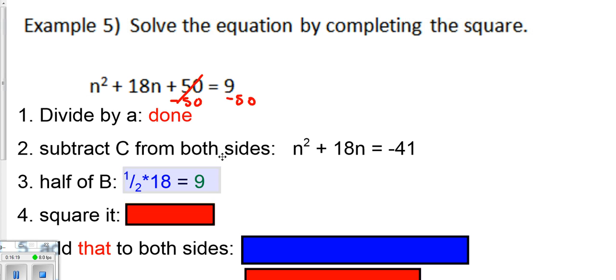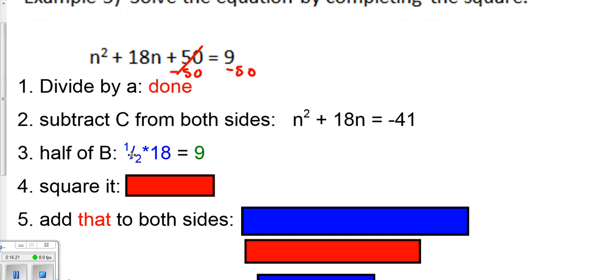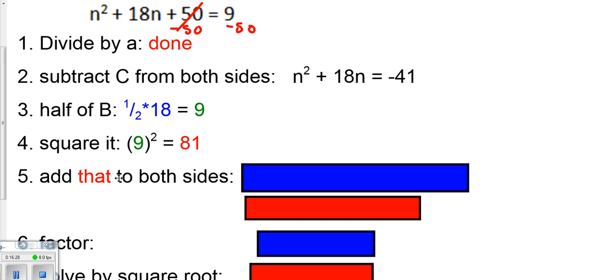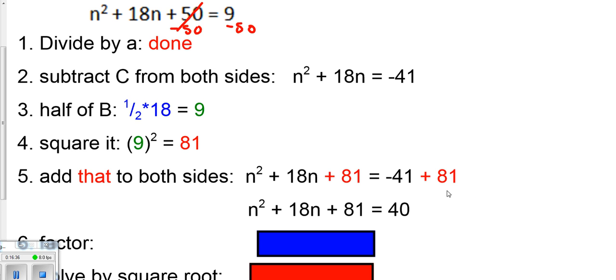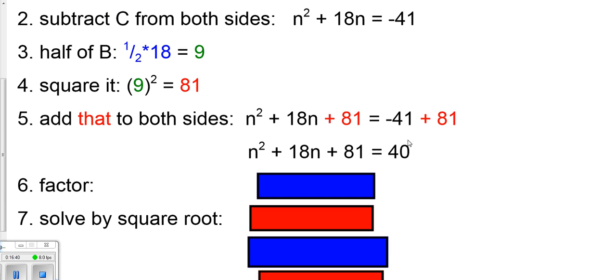Off on the side, find half of b. Well, that would be half of 18, which is 9. Square that. 9 squared is 81. Add that to both sides of the equation. So add 81, add 81. Simplifying the right side here, negative 41 plus positive 81 becomes 40.